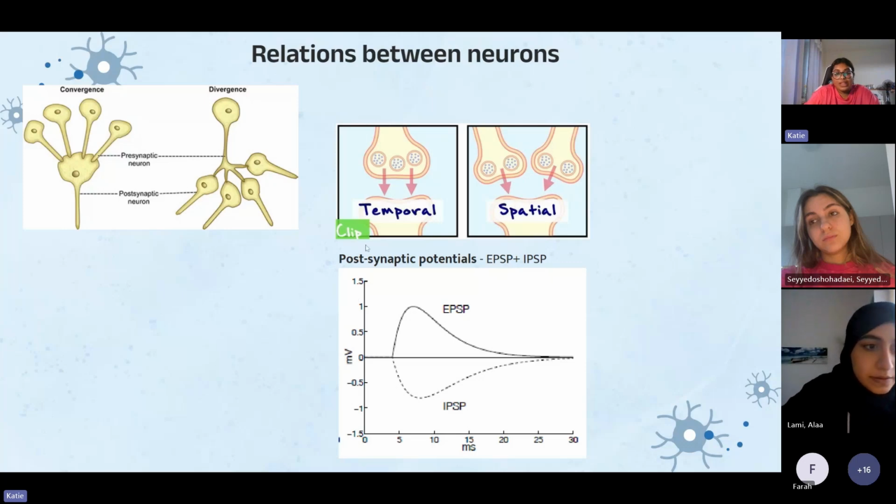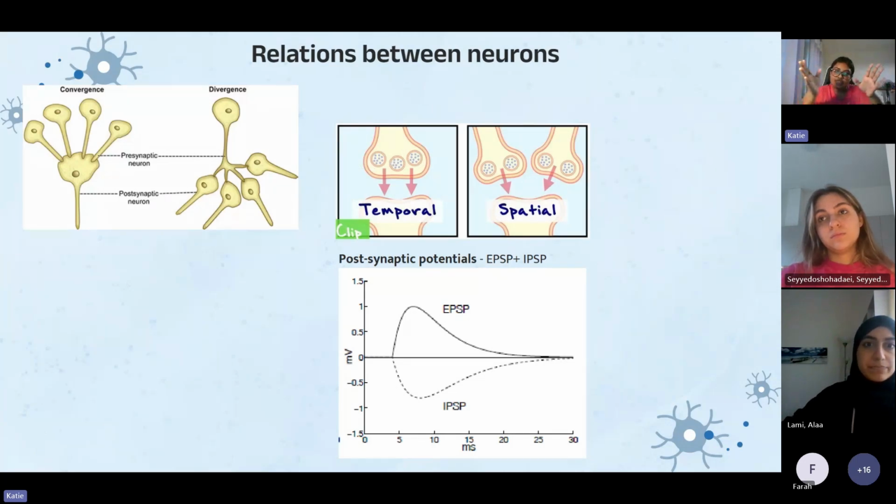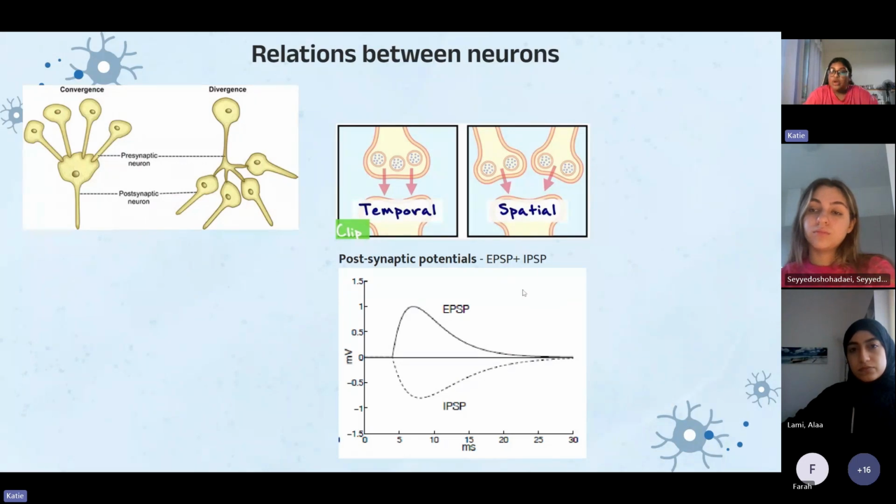Now, what this does is it causes a postsynaptic potential, which can be an EPSP or an IPSP. What's an EPSP? It's an excitatory postsynaptic potential. When the neurotransmitters are excitatory, they want, for example, to increase your heart contractions. EPSP is going to be more increased excitation, so it's going to be even more tachycardia and cause a greater action potential. While IPSP is inhibitory and will cause less, so it will cause bradycardia instead.